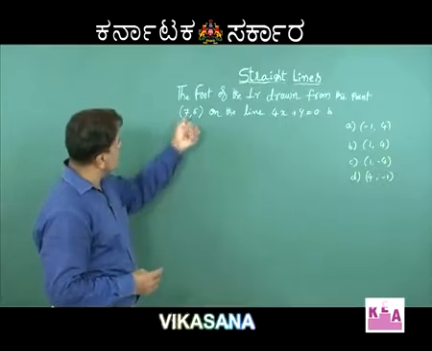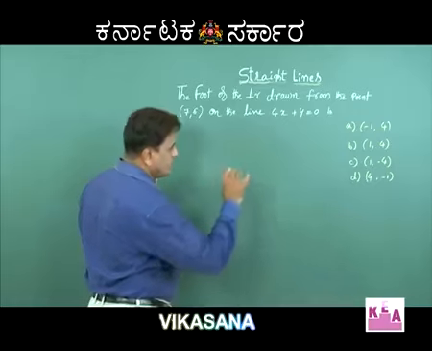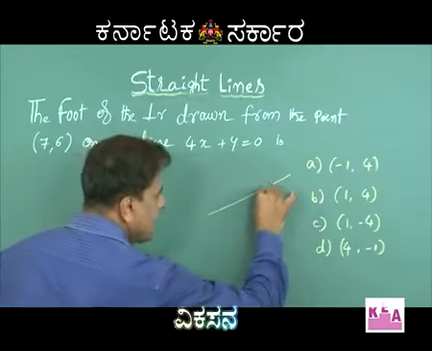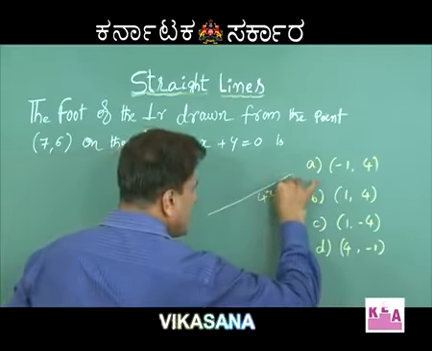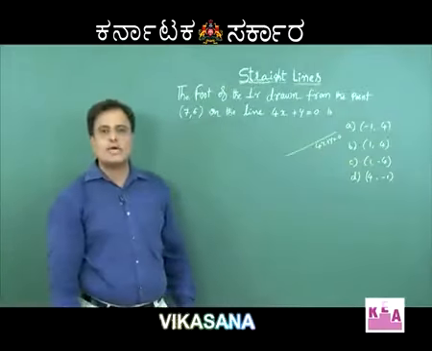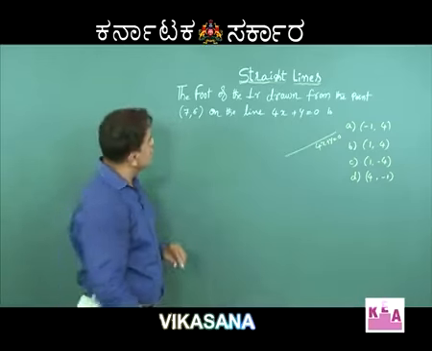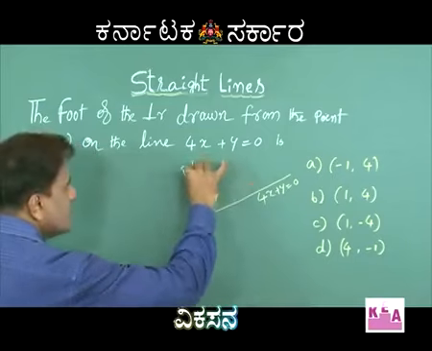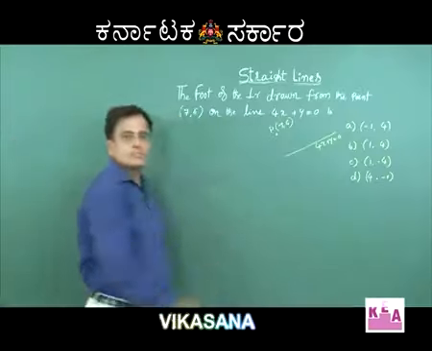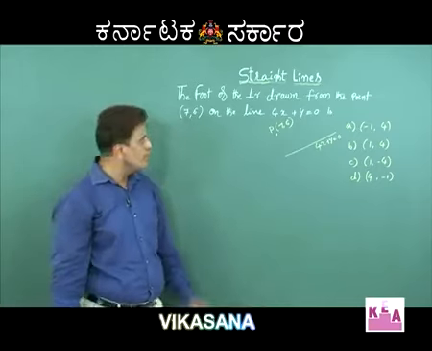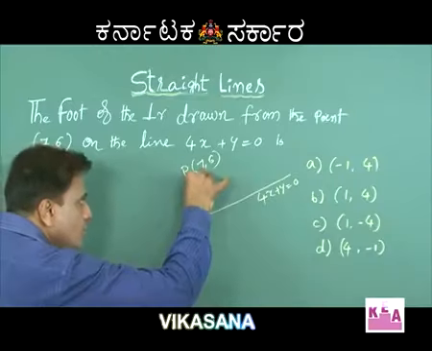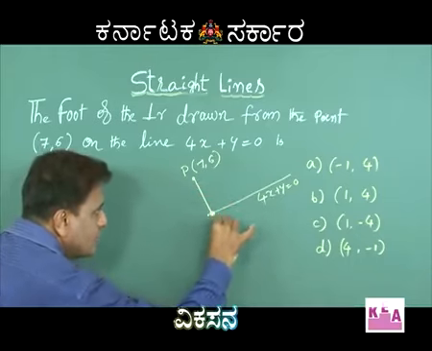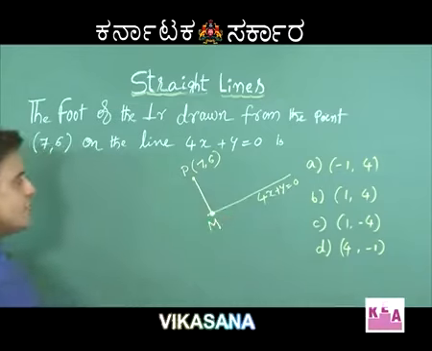So first, the diagram looks like this. In the small diagram I am going to draw this. Here the line is 4x plus y is equal to 0, the given line. Now the point is 7, 6. Now you draw the perpendicular, and this is the foot of the perpendicular. We have to find out the coordinates of M.